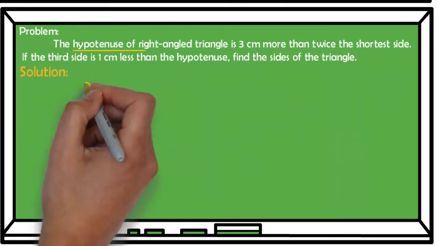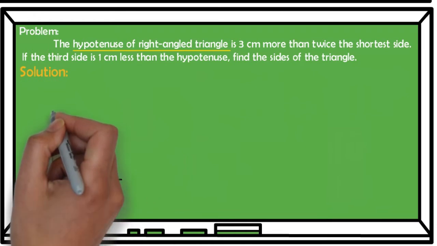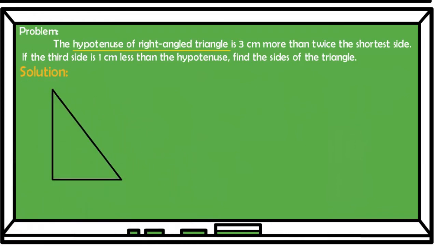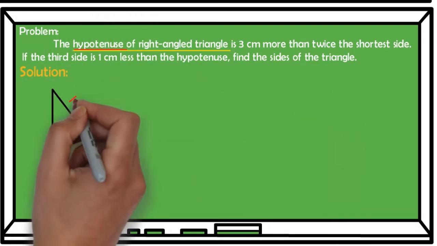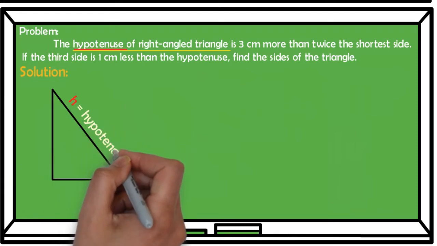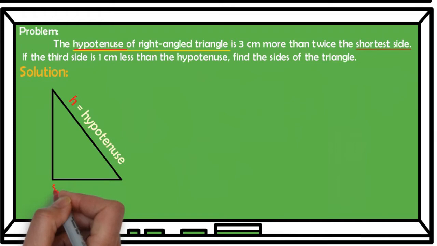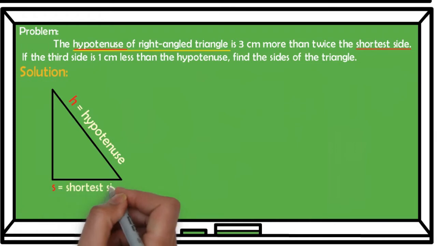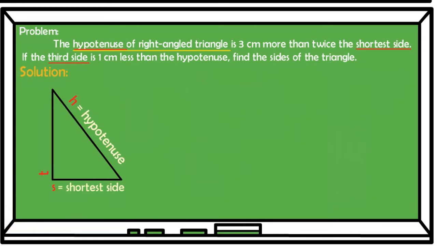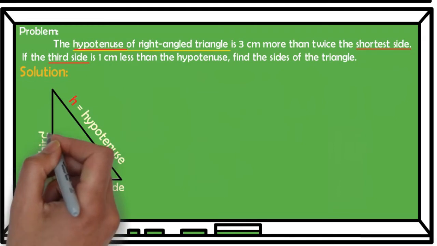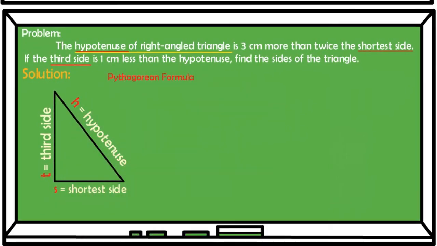Here's the solution. First, since we're talking about the hypotenuse of a right-angled triangle, we'll draw a right triangle. The hypotenuse is the longest side of the triangle. Next is the shortest side, the pinakamaikling side. Next, the third side: let t be the third side.